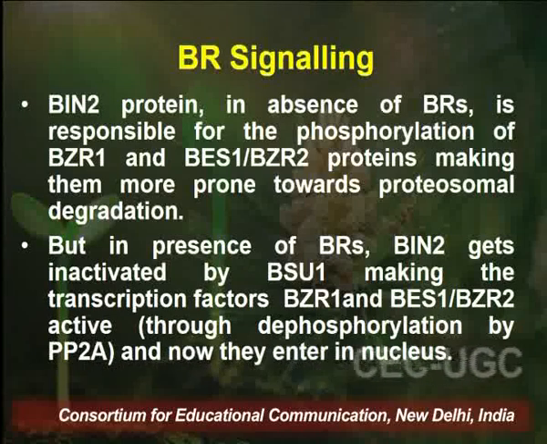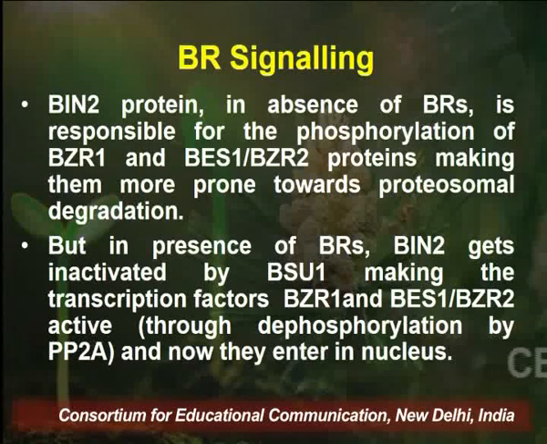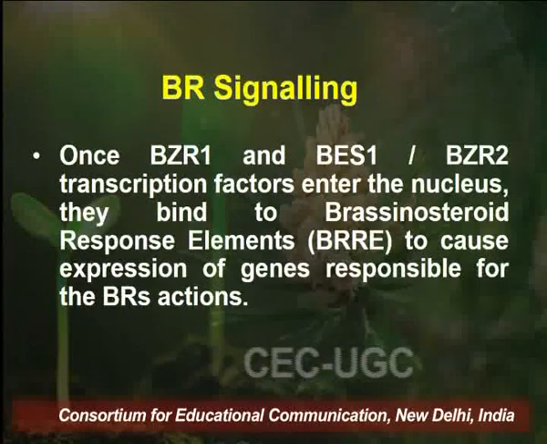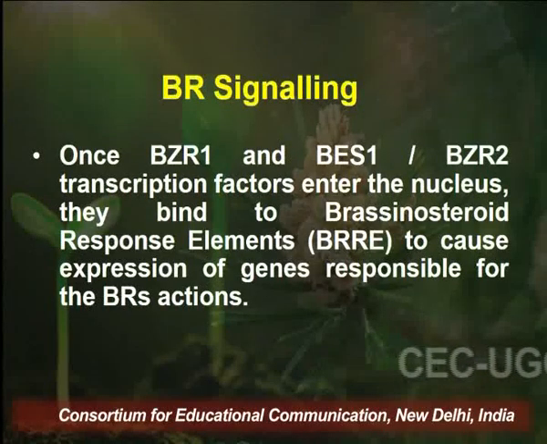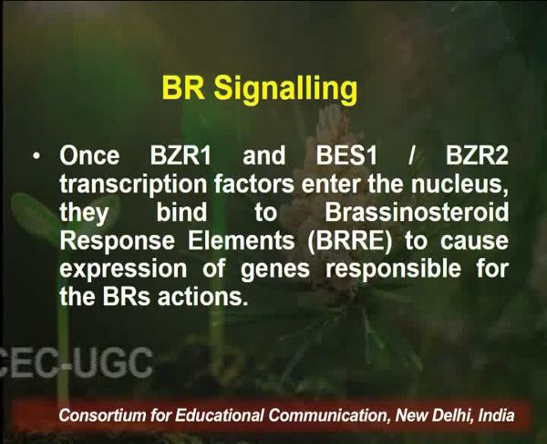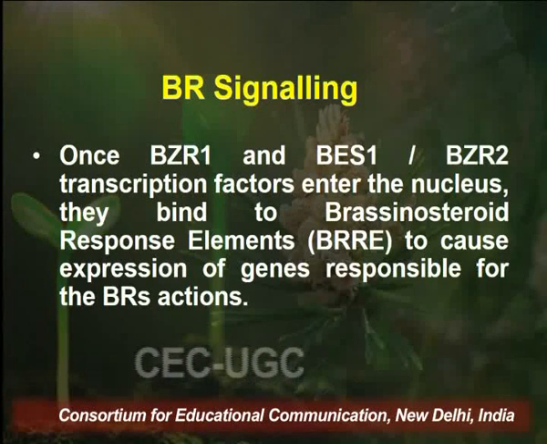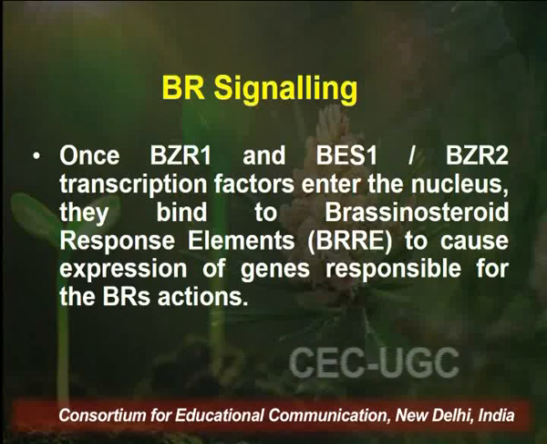But when brassinosteroids are present, BSU1, by the action of protein phosphatase, inhibits the BIN2 proteins, and this inhibition causes the movement of BZR1 and BZR2 proteins into the nucleus, thereby causing the exhibition of the brassinosteroid mediated actions. Once they enter the nucleus, they bind to brassinosteroid response elements to cause the expression of the genes that are responsible for brassinosteroid action.